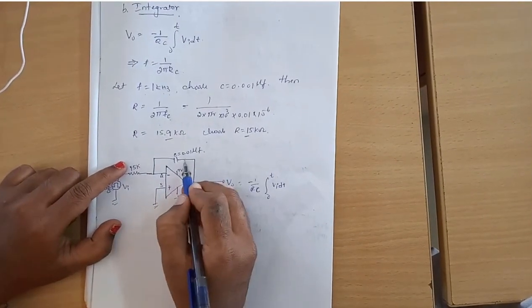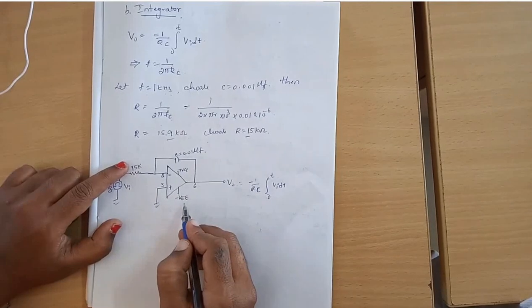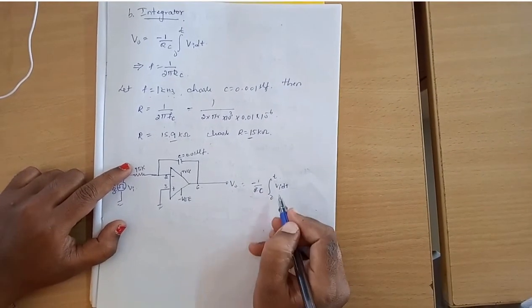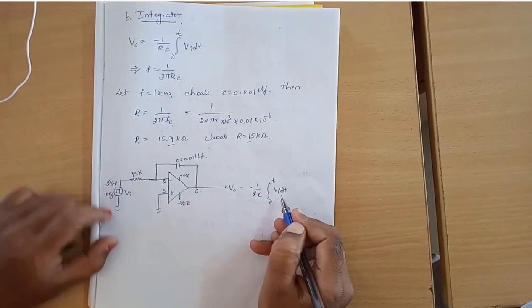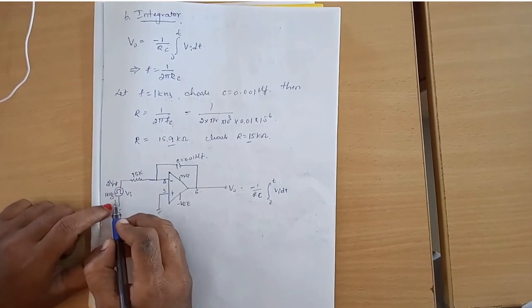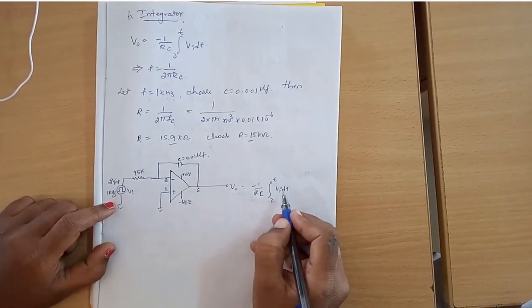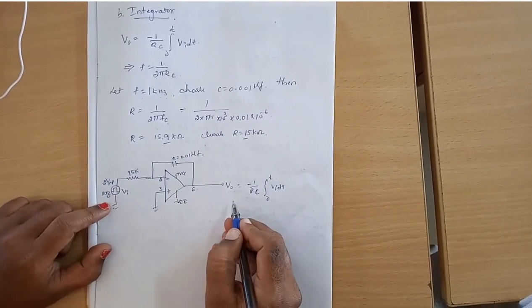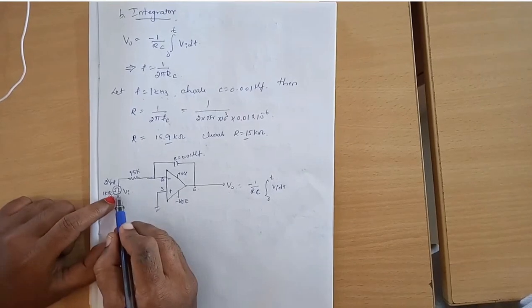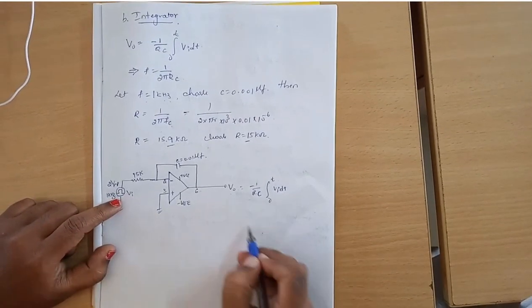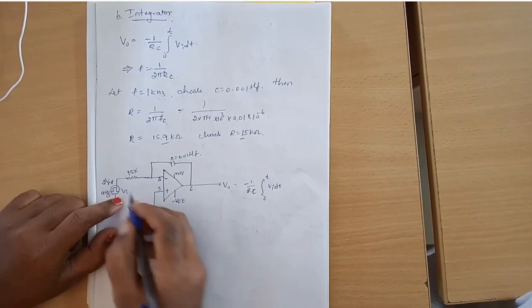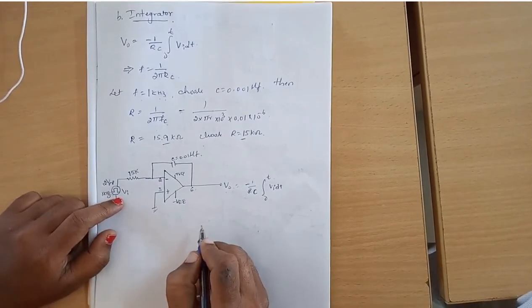We have chosen here 0.01 microfarad, and V0 is equal to minus 1 by RC integral 0 to T of Vi dt. So whatever input voltage we give is integrated, and the integrator output is always a triangular wave. When we have a positive half cycle, there is a falling edge of the triangular wave, and when we have the negative half cycle, there is a rising edge of the triangular wave. That we can observe in the circuit.